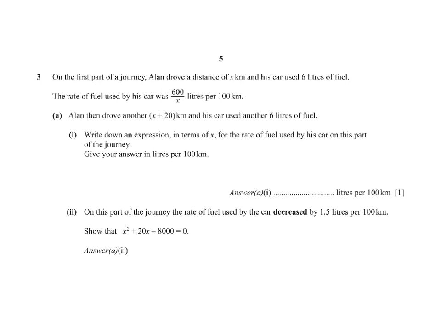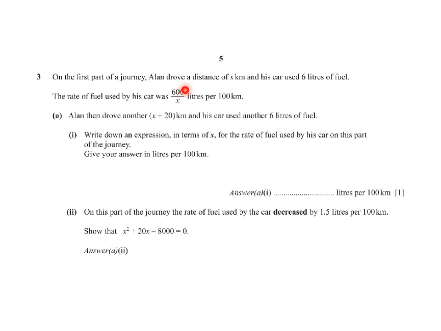Okay, fair enough. The question: Alan then drove another X plus 20 kilometers and his car used another 6 liters of fuel. Write down an expression in terms of X, so we leave X in the expression, for the rate of fuel used by his car on this part of the journey. Give your answer in liters per 100 kilometers. And that's for 1 point, so it's not too much work involved, it's basically just the answer.